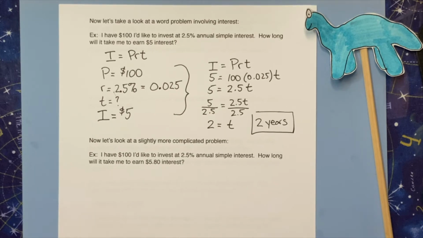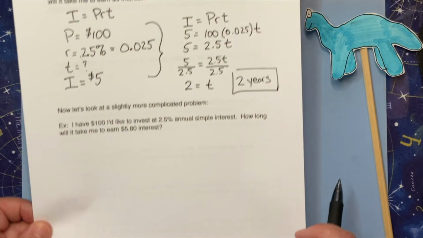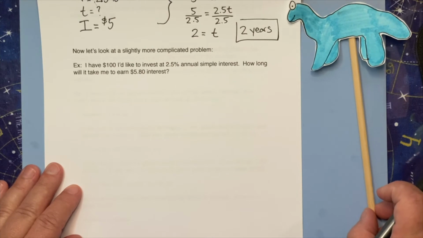Do we always get a lovely, lovely answer? The answer is no. Frequently in math, we're going to get an answer that's a lot more complicated. Sorry about that, Blue Dinosaur.